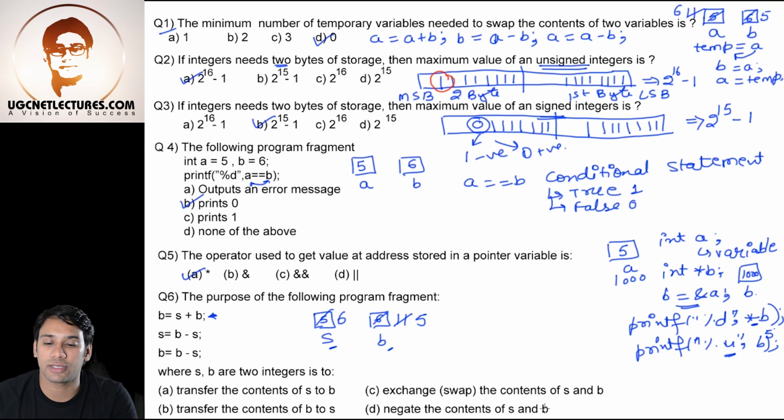No, it is not negating the contents of S and B. So option C is correct because it is also covering option A and option B, right? So now let us check out more examples.